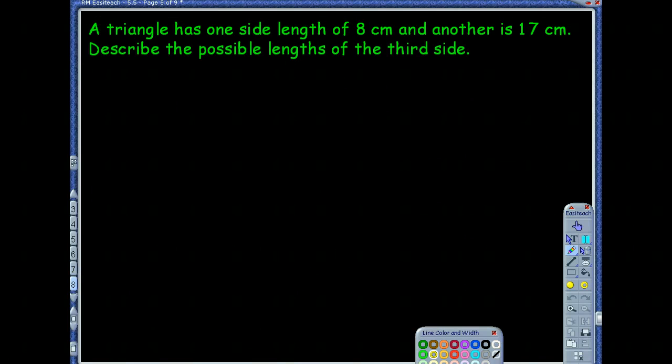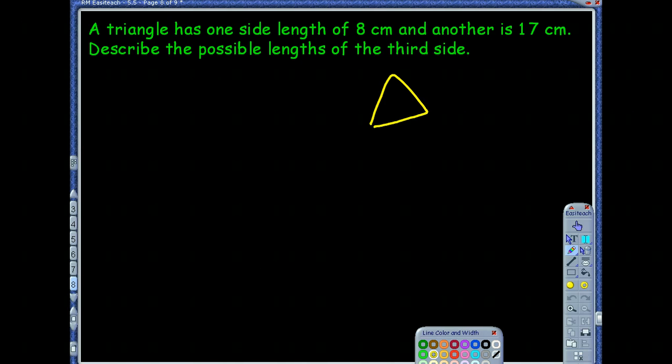Okay. The next question says a triangle has one side length of 8 centimeters and another that's 17 centimeters. Describe the possible length of the third side. Now, one thing that this doesn't have is what? A picture. It may be helpful to have a picture just to get a visual. Keep in mind, though, that we have no idea what that third side is. So when you're drawing a picture, just keep in mind your picture may not end up being drawn to scale. And that's okay. It's just a sketch.